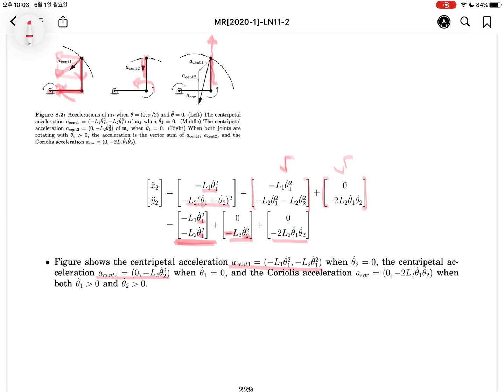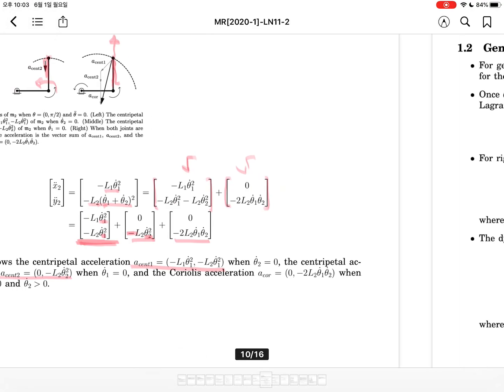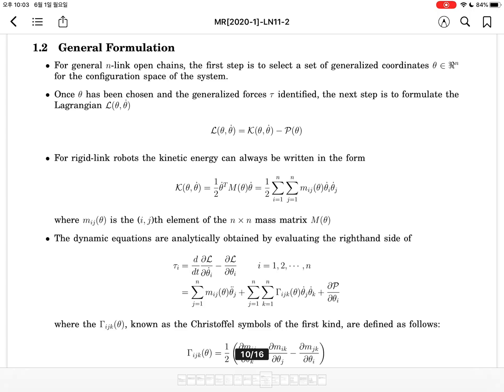The Coriolis acceleration appears from the combination of two kinds of rotational motion. So if you have just one degree of freedom motion, there are no Coriolis terms. But when the links are serially connected, at that time the Coriolis term will be effective. It will be one of the major effects. Till now we have talked about the concept of dynamics.